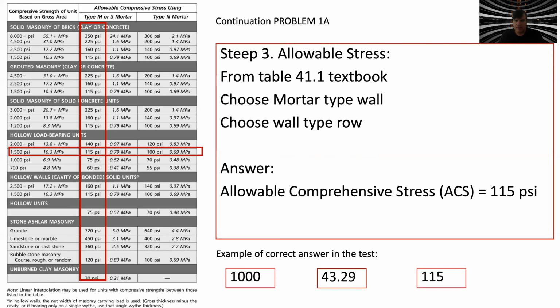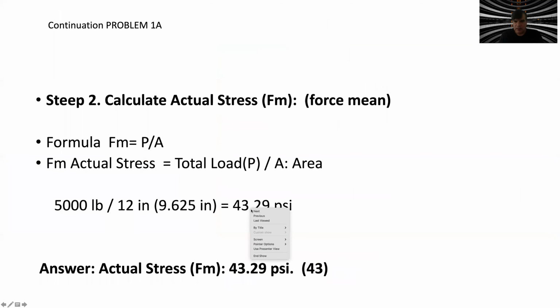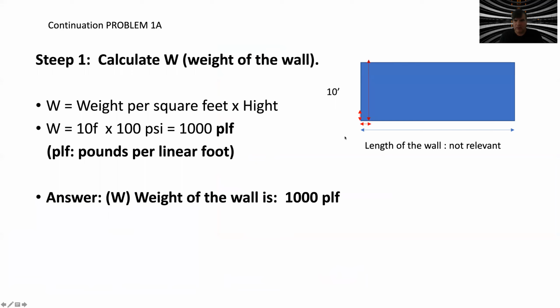In the test, you will have to answer and write a number in 3 blank spaces. In the first blank space, you will write the first calculation that you did. In the second, that is 43.29, and in the third, the result of the table that is 115. What we were doing first, we calculate the weight of the load, as I explained before, and it's not difficult at all.